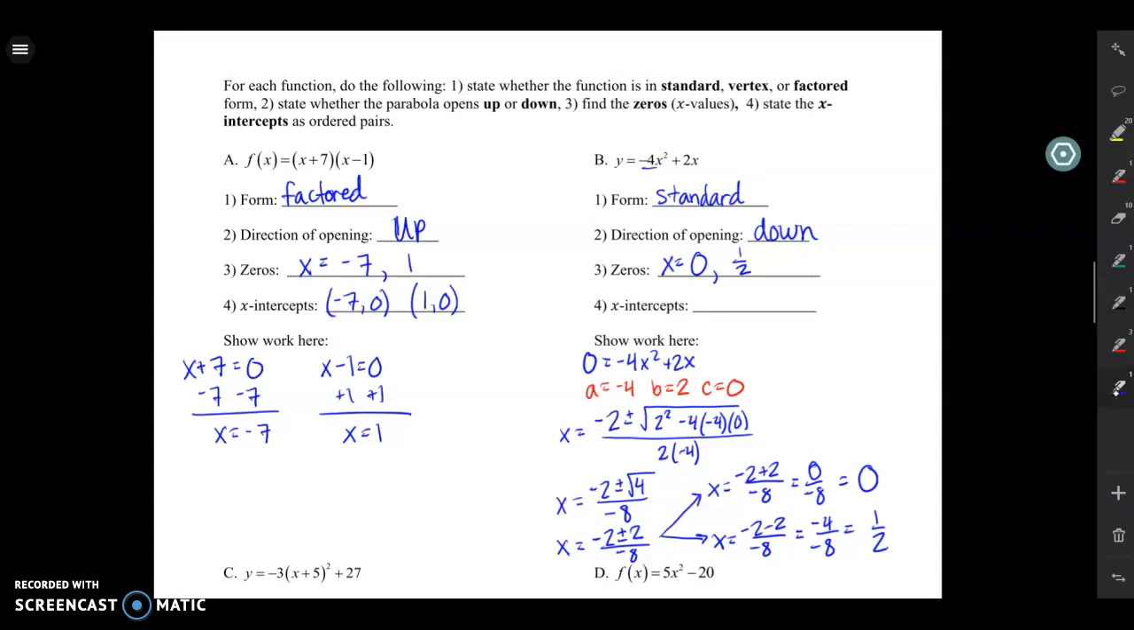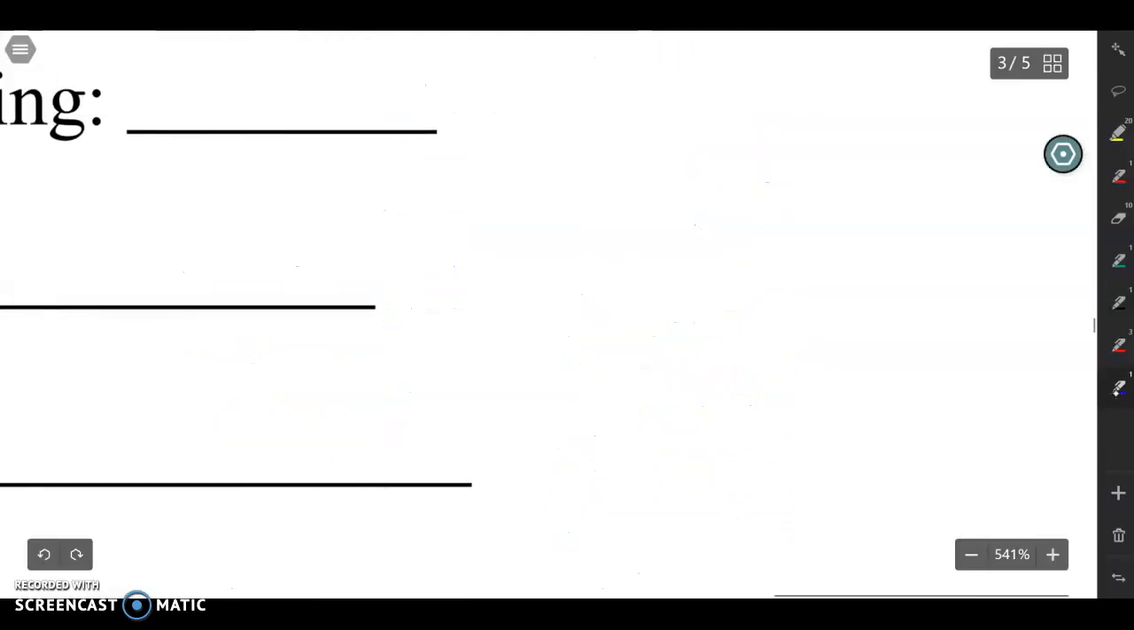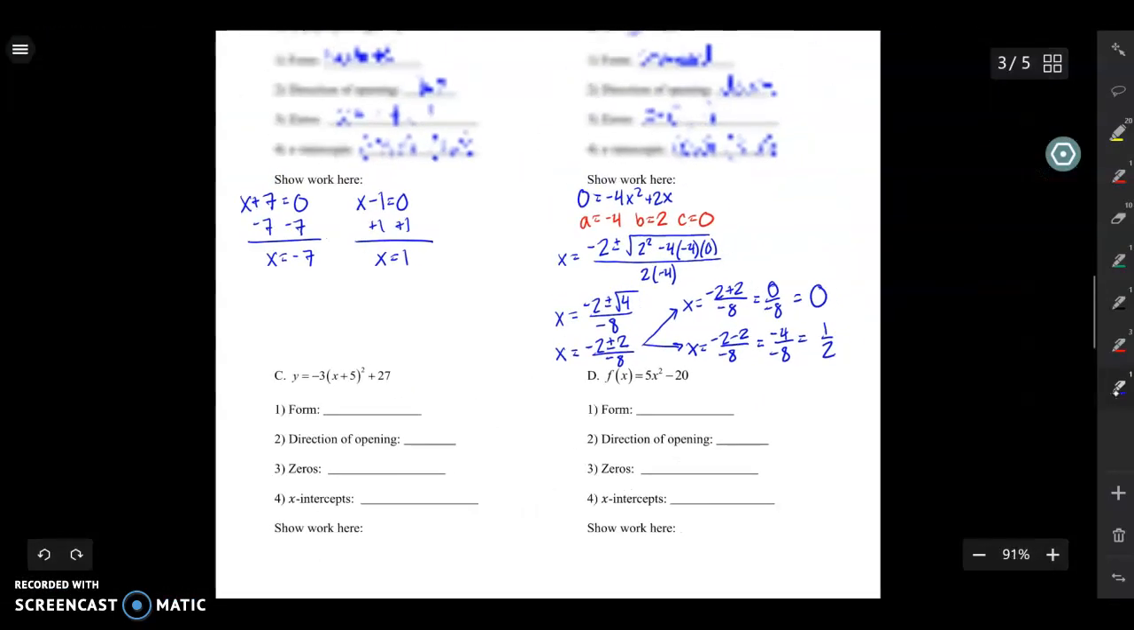Since my zeros are real numbers, meaning that there's no i in them anywhere, I'm going to write these as ordered pairs. So (0, 0) and (1/2, 0) are my two x-intercepts. So I could start graphing those if I wanted. Let's take a look at, oh my goodness, sorry, that's zoomed in a ton.